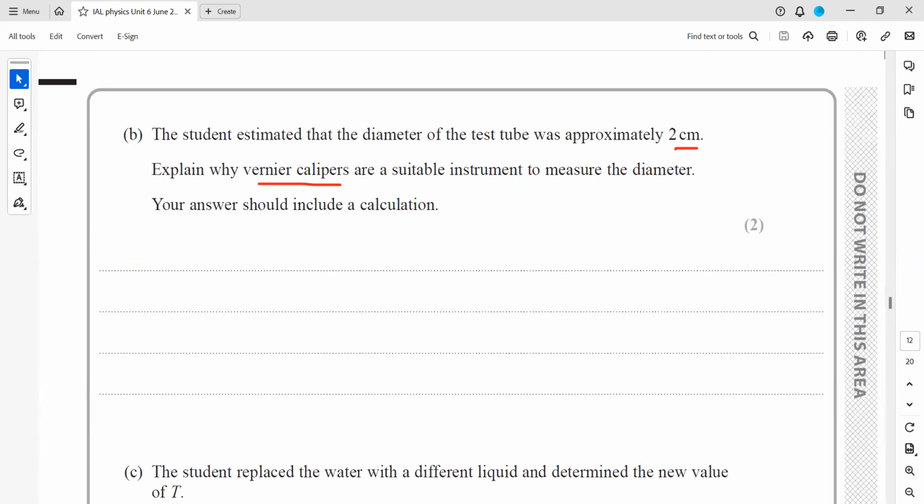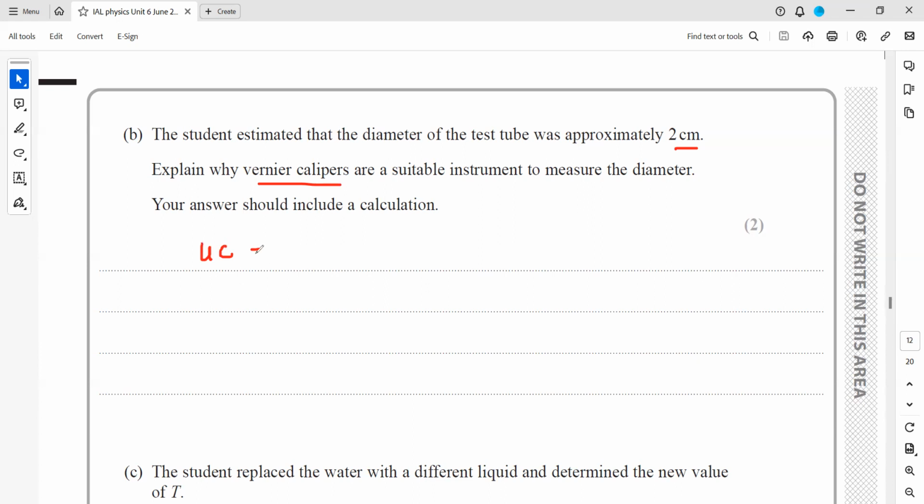So the smallest value which a vernier caliper can measure is 0.1 millimeter, or 0.05 millimeter; both are acceptable. So when we calculate the percentage uncertainty for a single set of results, when we have a single value and we want to calculate the uncertainty for converting into percentage, we'll multiply by 100.